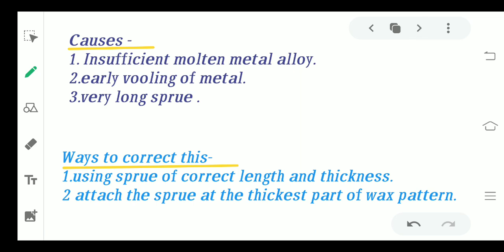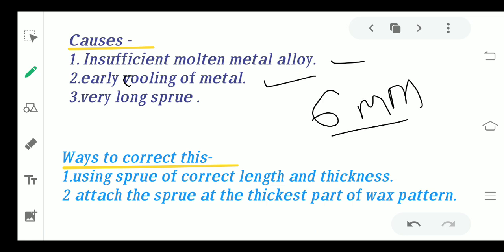Moving to causes of this, insufficient molten alloy can be a cause, early cooling can be a cause, and a very long sprue can be a cause. That is the reason that whenever we are taking a sprue, the length should be appropriate, around 6 mm, and if the sprue is very long, then defects can easily occur. Now, what are the ways to correct or prevent this condition? You have to use a sprue of right thickness and length. Also attach the sprue to the thickest part of the wax pattern.